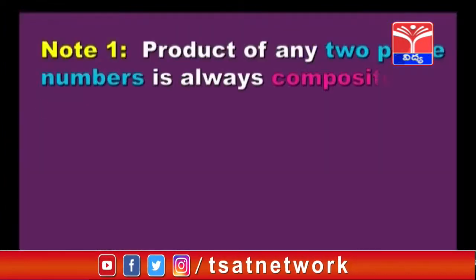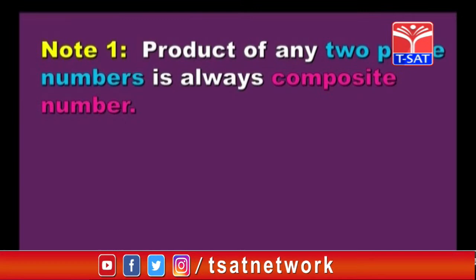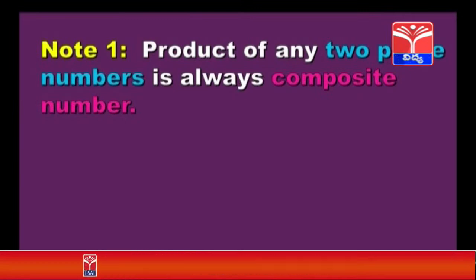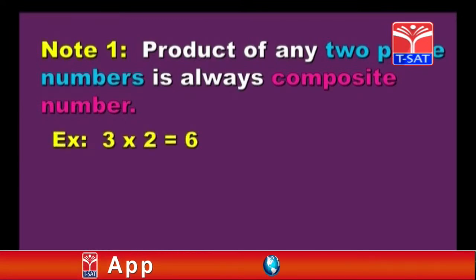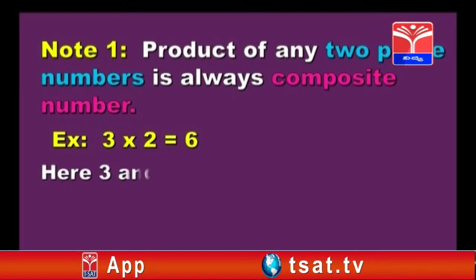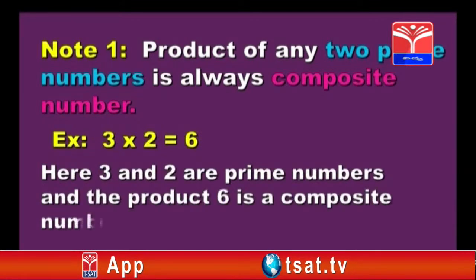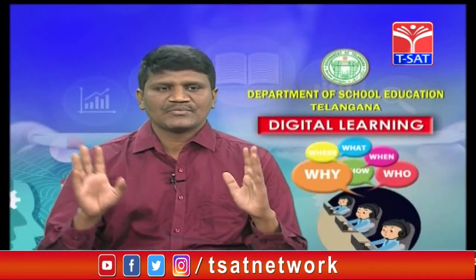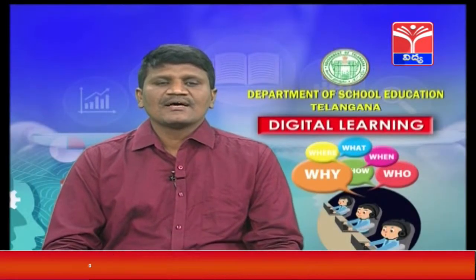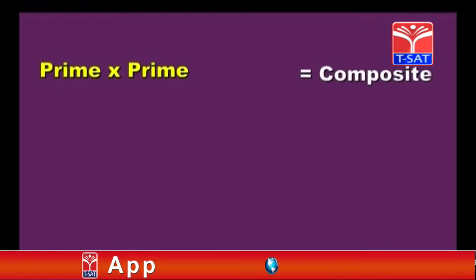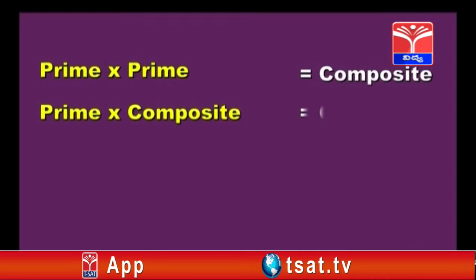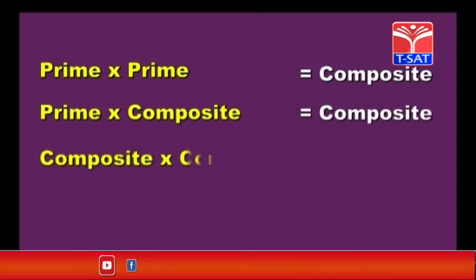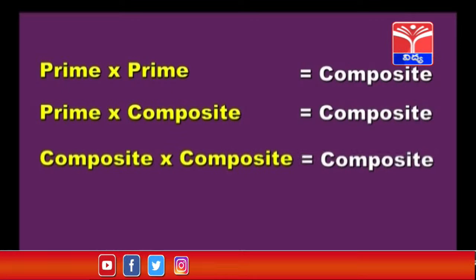Note 1: the product of any two prime numbers is always a composite number. For example, 3 into 2 is equal to 6. Here 3 and 2 are prime numbers and the product 6 is a composite number. So we can say the product of any two prime numbers is always a composite number. Prime into prime is composite, prime into composite is also composite, and composite into composite is always composite.